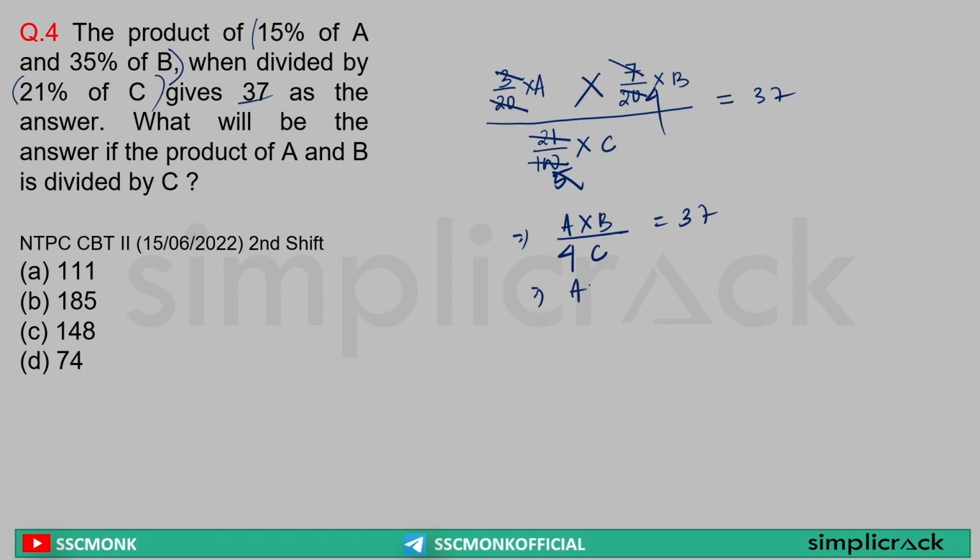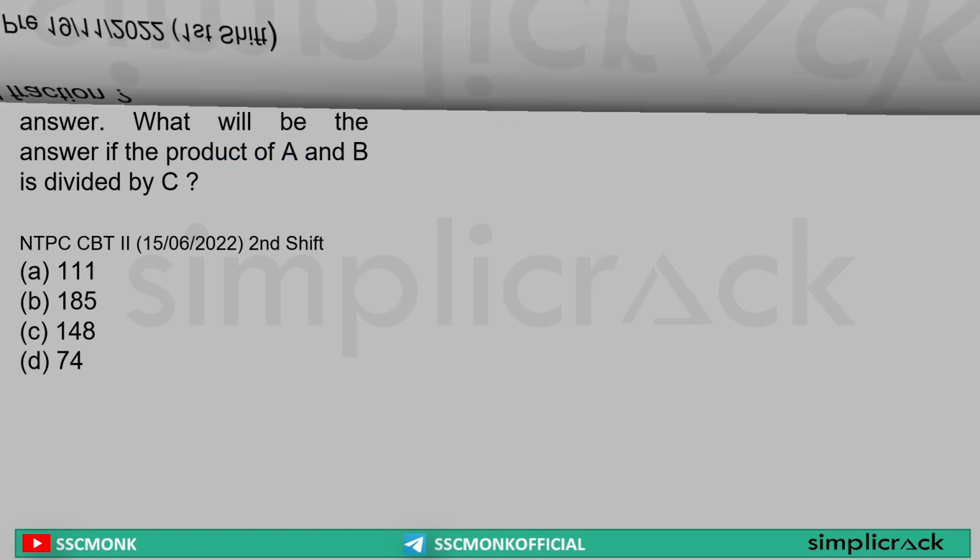Now I can write A cross B divided by C is equal to 37 into 4, that means 148. It is asking what will be the answer if the product of A and B is divided by C. Answer option C. Clear? Next.